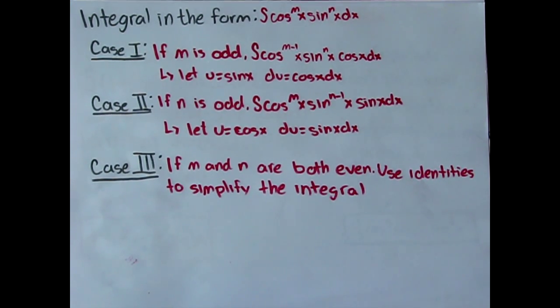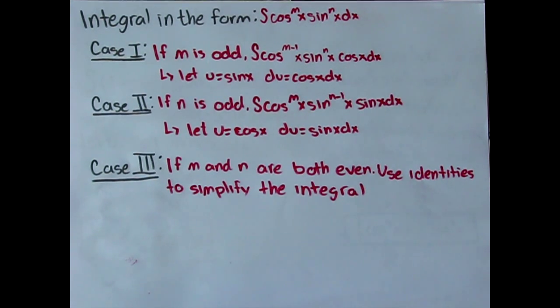The second case, if n is odd, then you're going to factor out a sine x. So then you'll have u equal cosine x and du equal sine x dx. And the last case, if m and n are both even, then you can just use identities to simplify the integral and solve it from there.